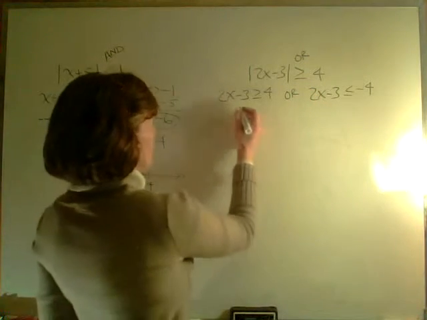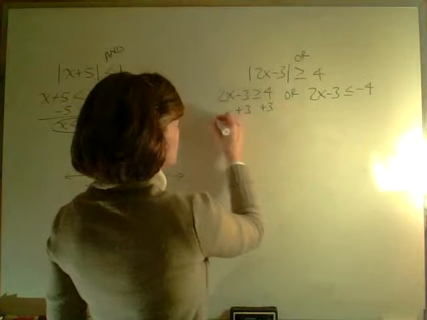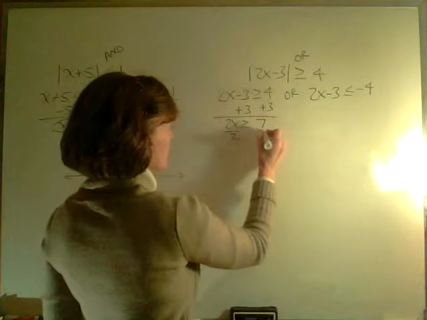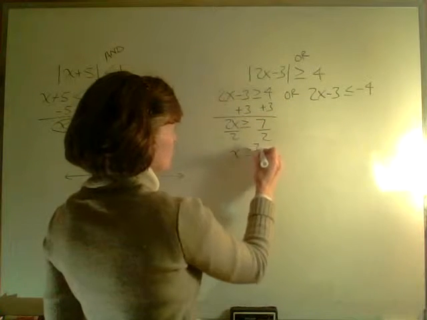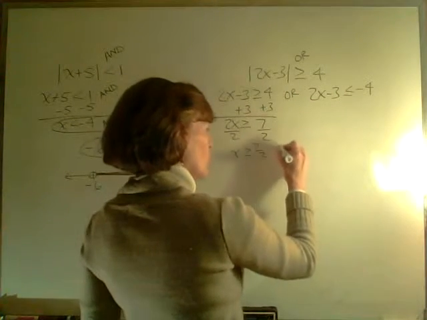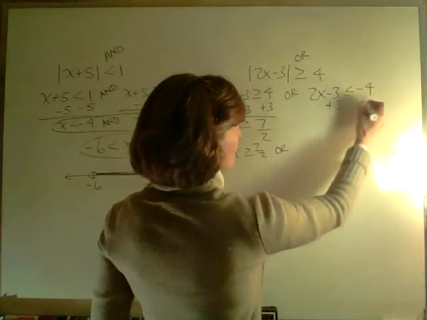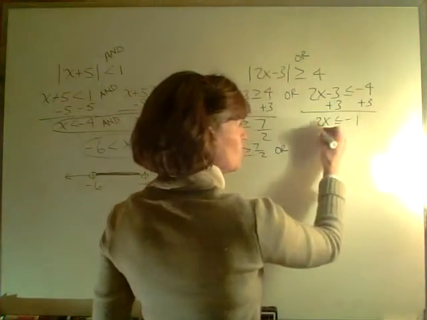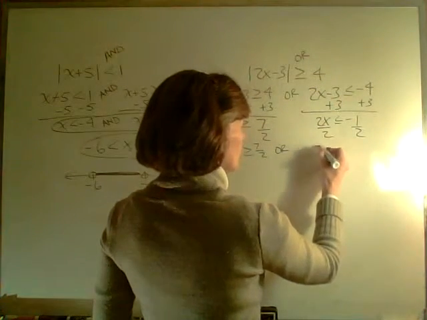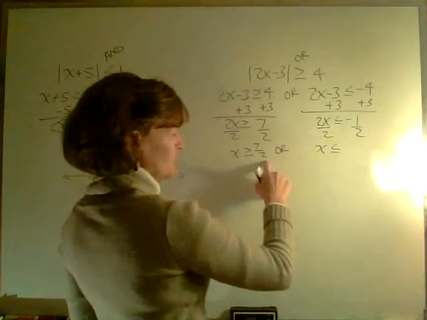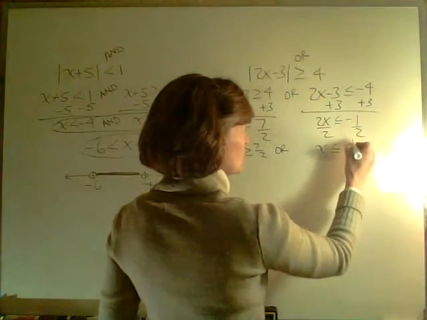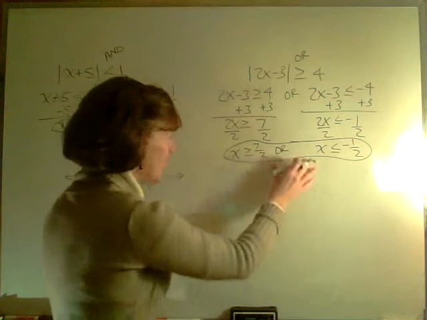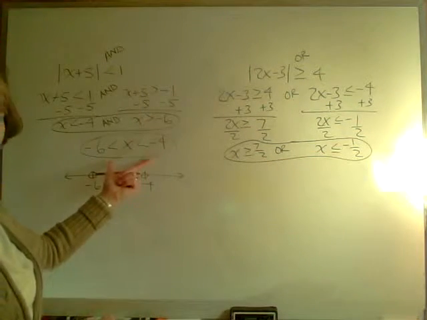between them. All right, so when I solve these, then I get 2x is greater than or equal to 7, or x is greater than or equal to 7/2. And over here, add 3 to both sides. I get 2x is less than or equal to negative 1, or x is greater than or equal to 7/2, or x is less than or equal to negative 1/2. It's an or. You cannot write an or in one statement like you can an and.